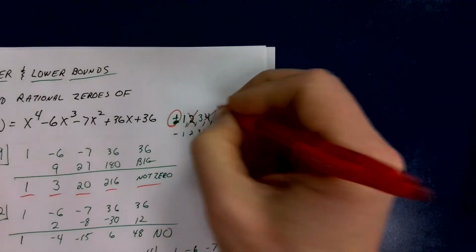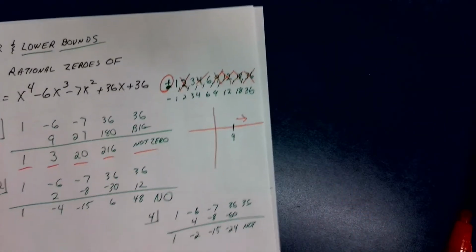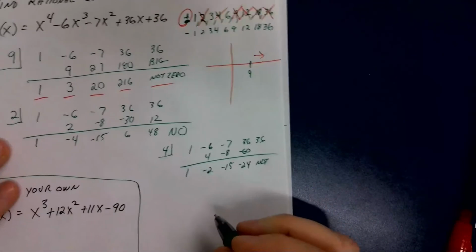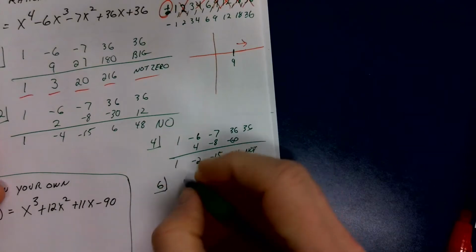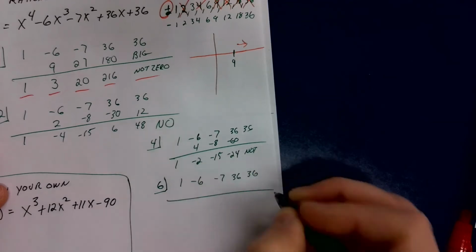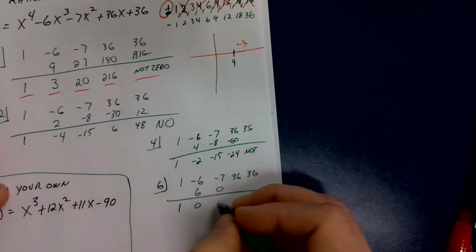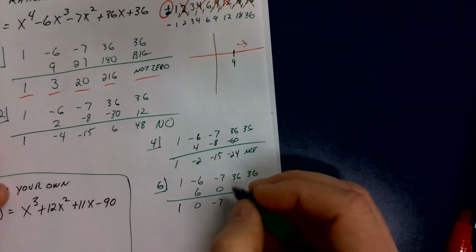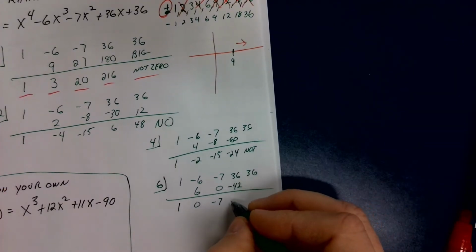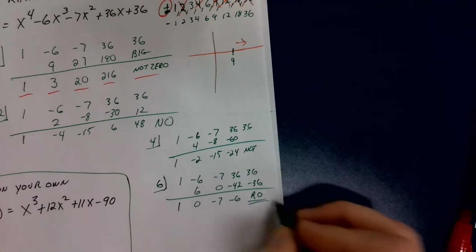So 4 doesn't work, but 6 is still out there, right? Because that's not an upper bound. They're not all non-negative. Oh my gosh, let's try this one. So now we're going to go with the 6. Try the 6. 1, negative 6, negative 7, 36 and 36. Here we go. Bring it down. 1 times 6 is 6. Negative 6 and 6 is 0. 0. Negative 7. 6 times negative 7 is negative 42. What is that? Negative 6. 6 times negative 6 is negative 36. And look at that. Remainder of 0.